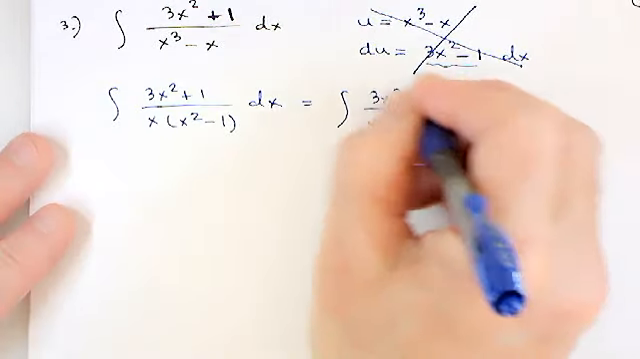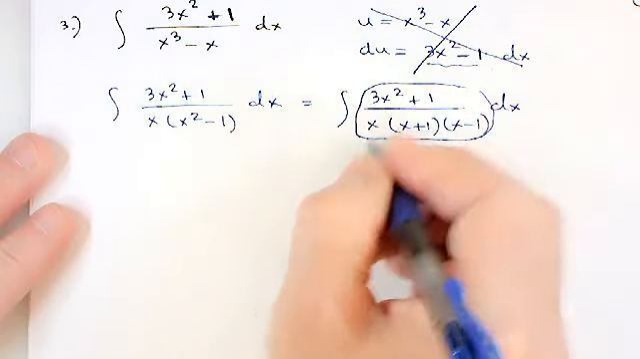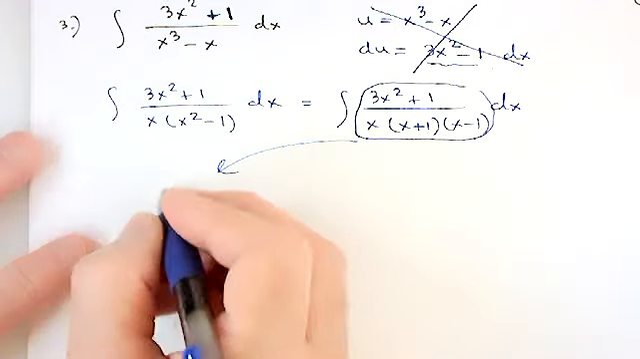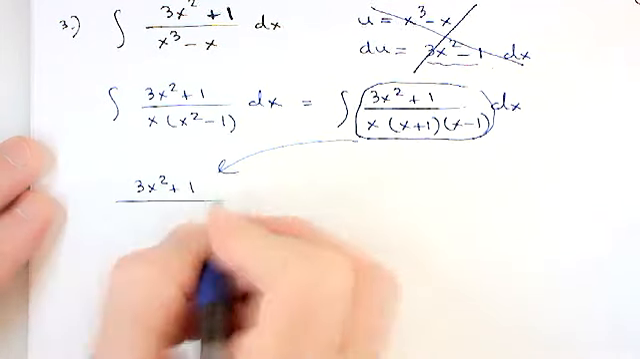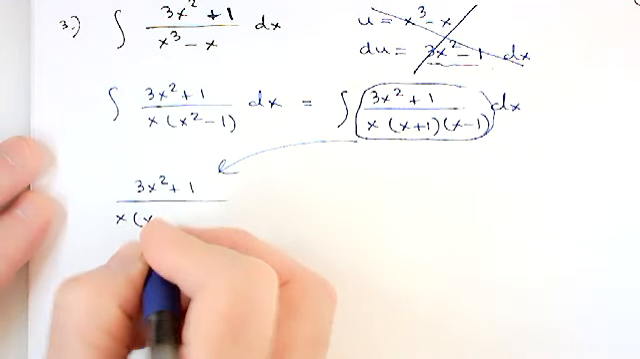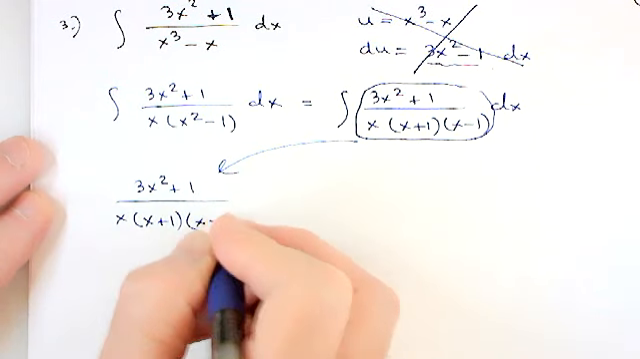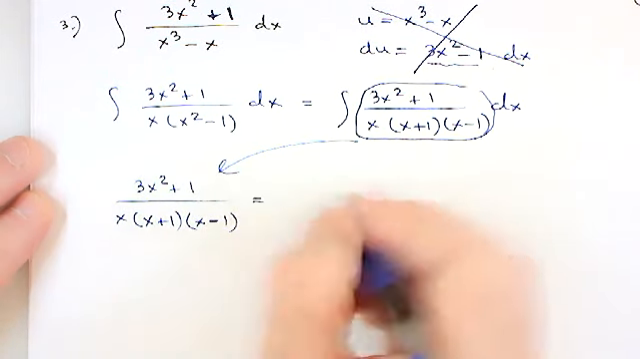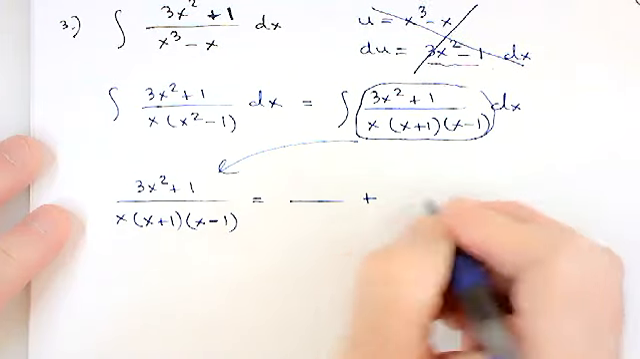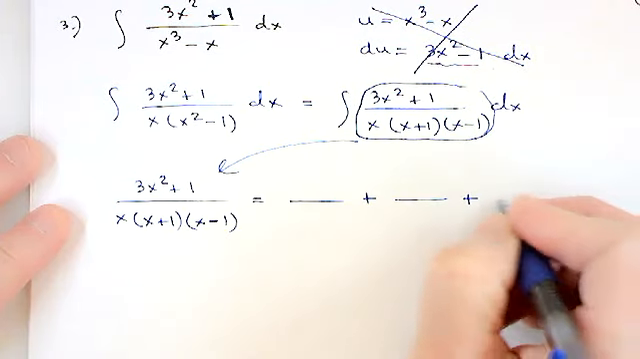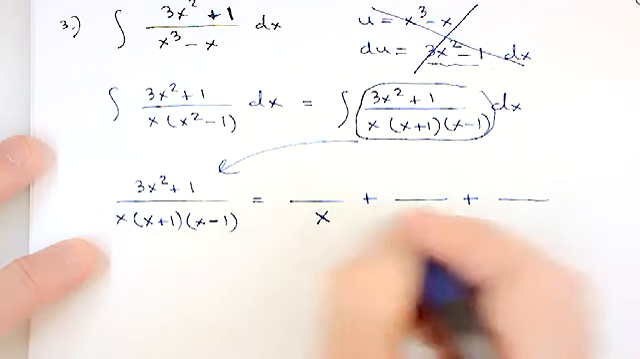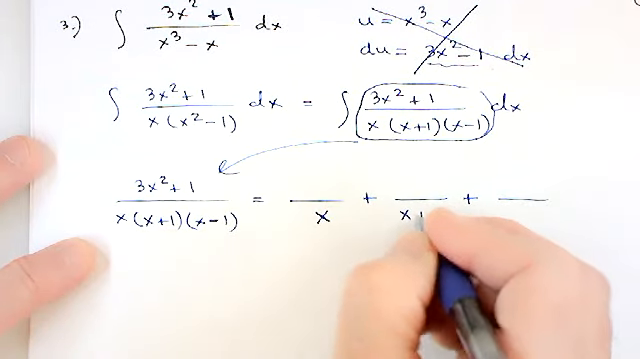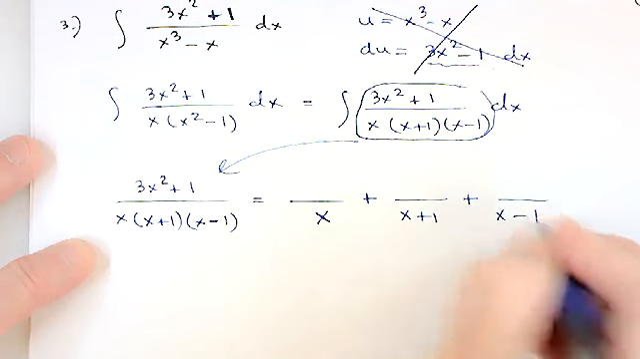And then we're going to rewrite this fraction now. We're going to take a break from the integral, and this is where partial fractions comes in. We're going to rewrite (3x² + 1) over x times (x + 1)(x − 1). We want to think of all of the possible fractions that could have added up and given me this as a sum. So this time I have to consider 3 denominators: x, x + 1, x − 1.